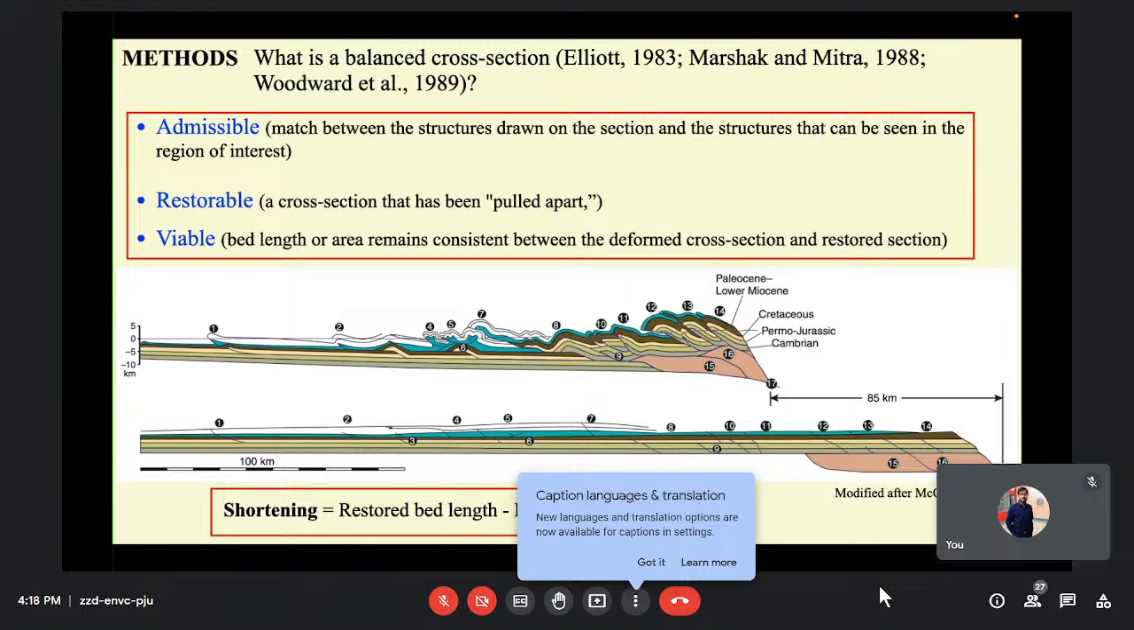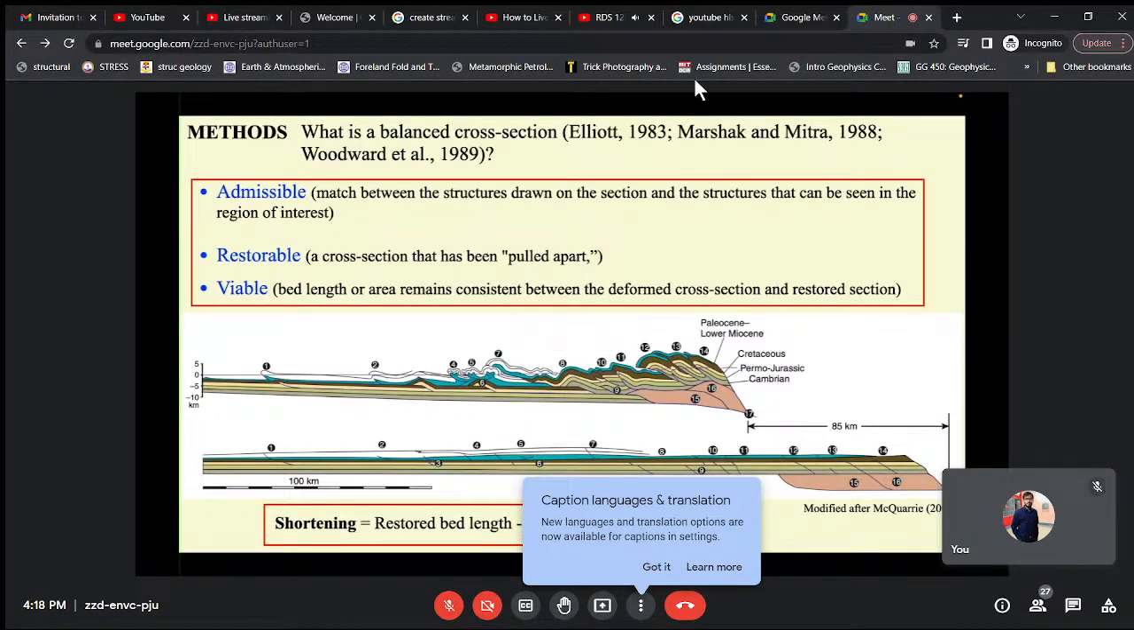So a balanced cross-section is different from a simple geological cross-section because it is admissible, restorable and viable. So what do these different terms mean?